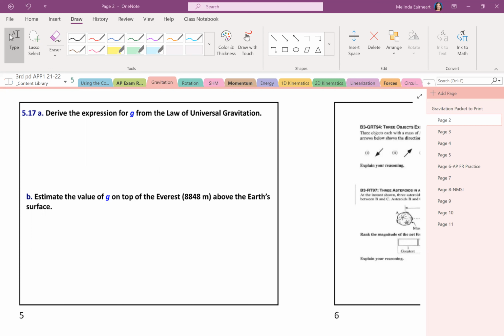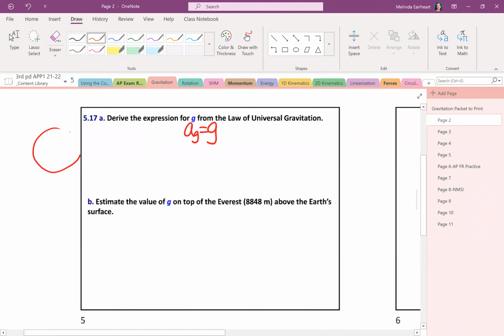Derive an expression. This is all just going to be variables for little g. And remember, little g is an acceleration due to gravity. Sometimes we just call it g, but it's an acceleration still. So solve for acceleration using the law of universal gravitation. We kind of already did that, right? So in the back of your mind, think about that example.